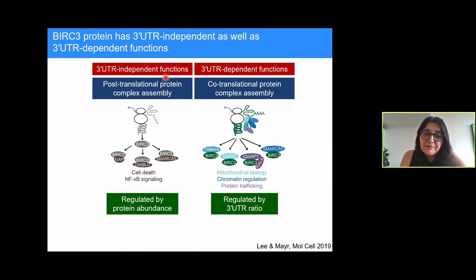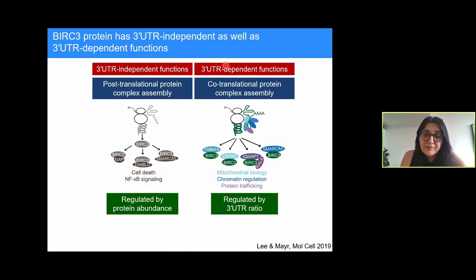The 3'UTR-independent functions were already known, and they are the regulation of cell death and NF-kappa-B signaling. These functions are mediated by protein complexes, and these protein complexes are regulated by protein abundance. So basically, when there is a lot of BRC3, or when there's a lot of the interaction partners, more of these protein complexes are made, and then these functions are promoted.